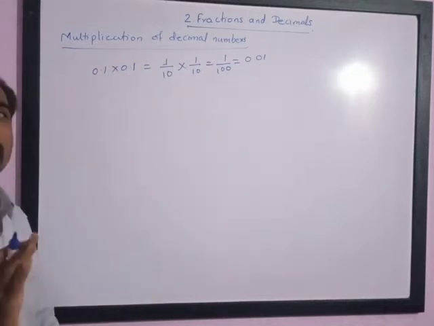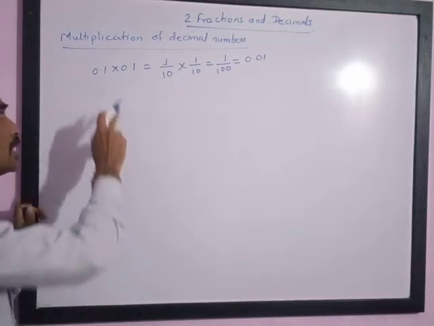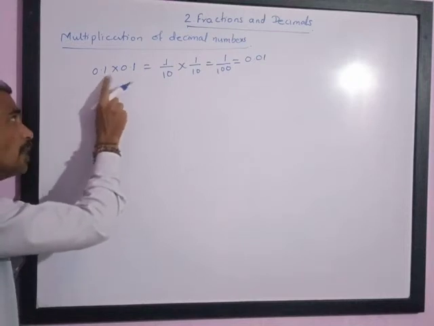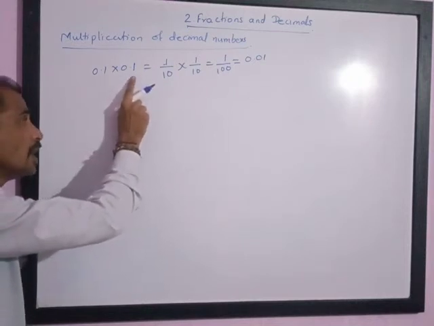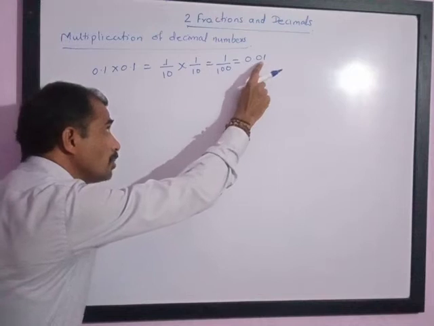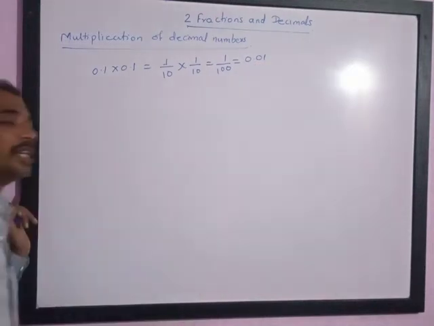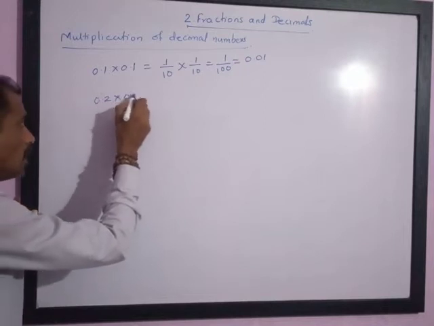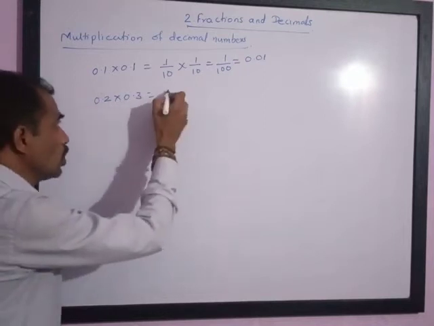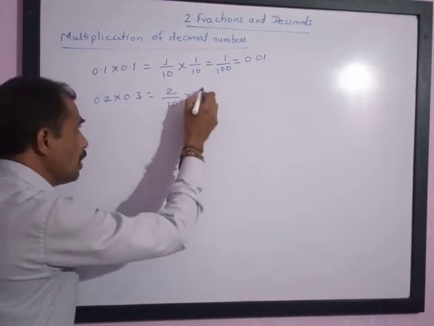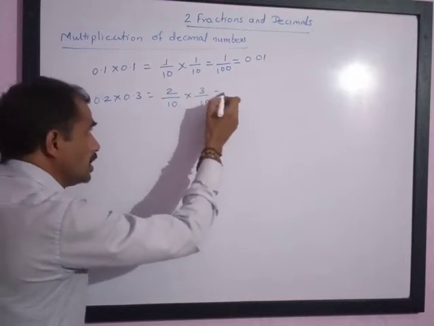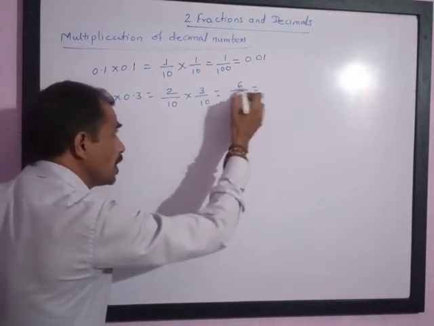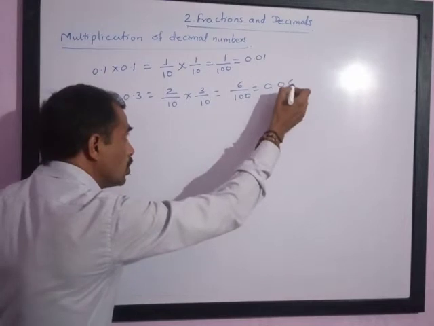This is similar to doing multiplication. See, in this way also we can do the multiplication. Multiply the numbers and then count how many digits are there after the decimal point and give the decimal point after that many digits. I'll take another example. 0.2 multiplied by 0.3. So this is equal to 2 upon 10 multiplied by 3 upon 10. That is equal to 3 2s are 6 upon 100. It means this becomes 0.06.